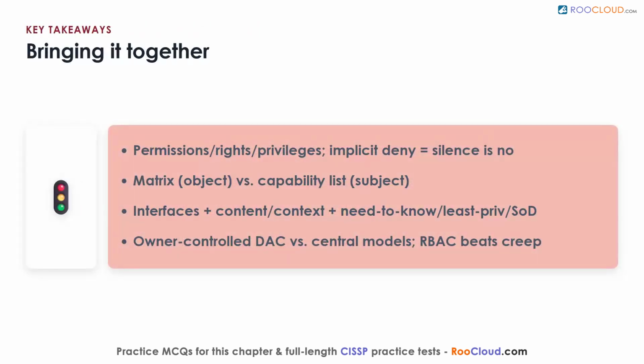So let's bring it together. Permissions, rights, and privileges describe what you can do. An implicit deny means silence equals no. Matrices and capability lists track access from the object side and the subject side. Constrained interfaces, content and context controls, and the principles of need to know, least privilege, and separation of duties keep grants tight. A security policy sets the requirements. A model split into owner-controlled discretionary and centrally controlled non-discretionary, with role-based access being the great defense against privilege creep. In Part 2, we finish the remaining models.